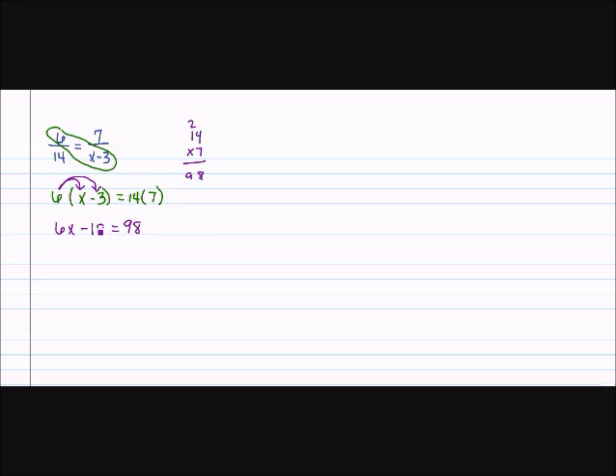Okay, now I'm solving multi-step equations. I need to isolate my x, so I need to move the negative 18 over to the other side. I do that by the opposite, adding and subtracting, remember? The opposite of negative 18 is a positive 18.